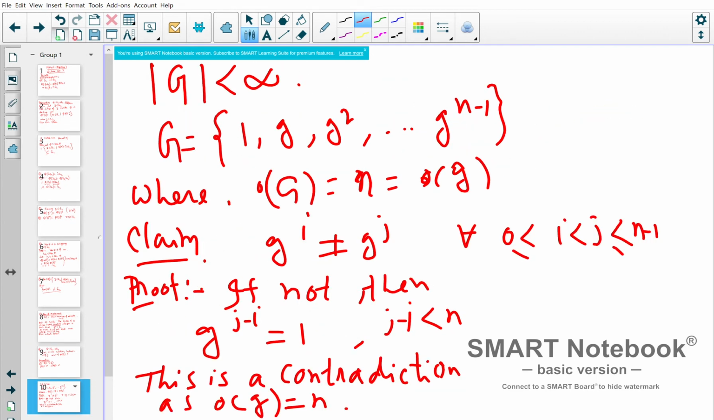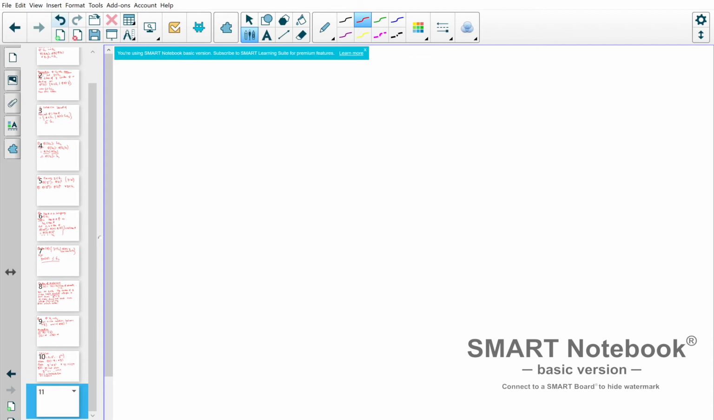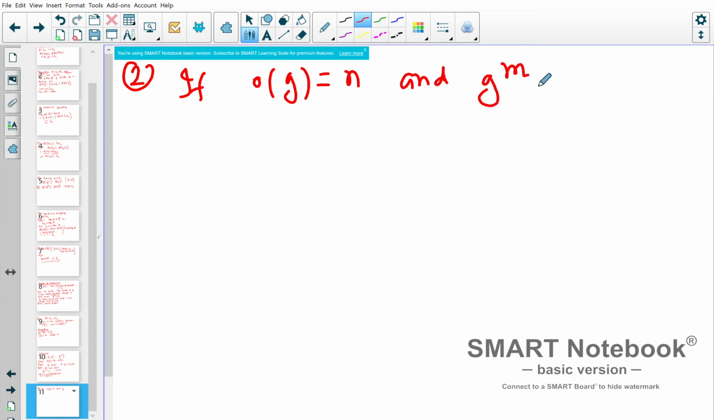In fact, property number 2: say order of g equals n, and you know that for some integer m, g power m is identity, and this implies n must divide m. Okay, and these proofs are simple again. You need to use something called the division algorithm. Okay, so how to prove this kind of thing?